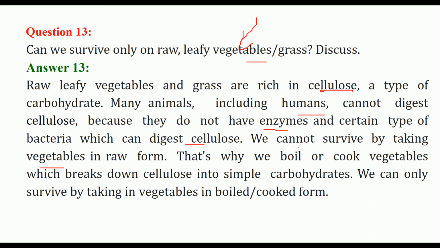That is why we boil and cook vegetables, so that the cellulose is broken down into simple carbohydrates. Cellulose cannot be digested, but if it is boiled or cooked, it is broken into simple carbohydrates. So we can only survive by taking vegetables in boiled or cooked form.